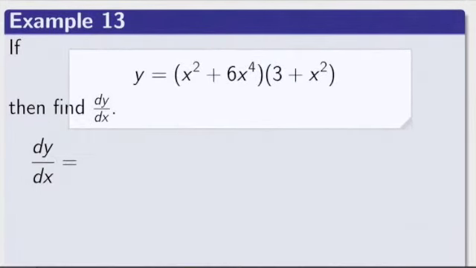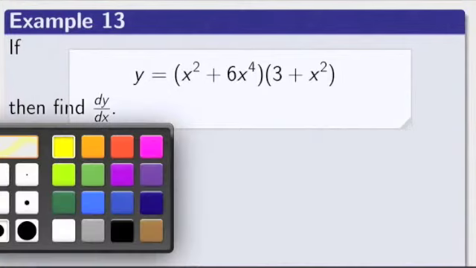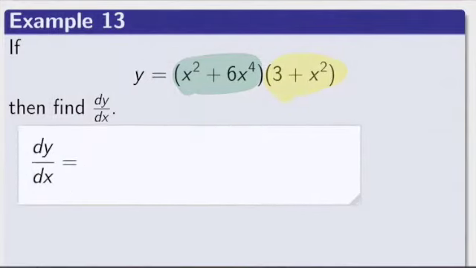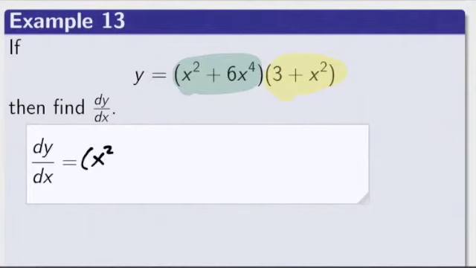Here is another example. y is expressed as a product of two functions. Function 1 is colored in green. Function 2 is colored in yellow. So we want to find the derivative of y with respect to x. We can use the product rule. It's the first function, x squared plus 6x to the 4, times the derivative of the second function.